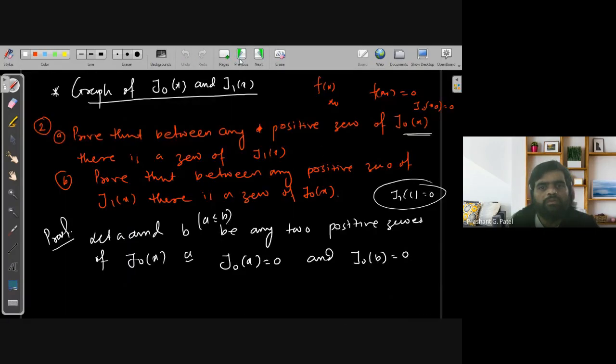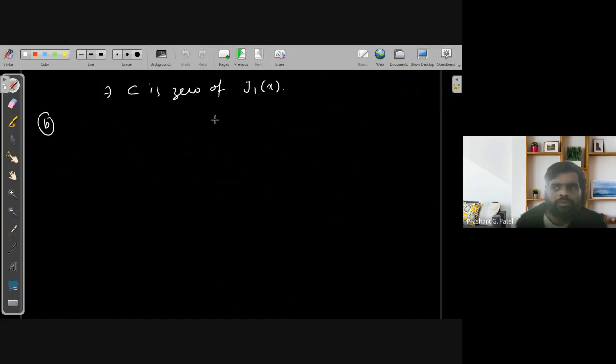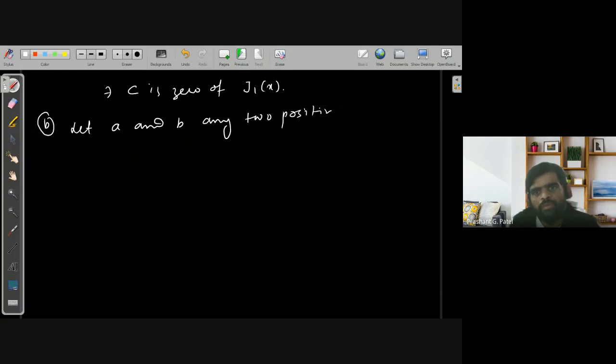Now statement b says to prove that between any positive zeros of J1 of x there is a zero of J0 of x. So ultimately we have to prove that if you consider two zeros of J1, then in between them there is one zero of J0. So let a and b be any two positive zeros of J1 of x. That means J1 of a is 0 and J1 of b is also 0.